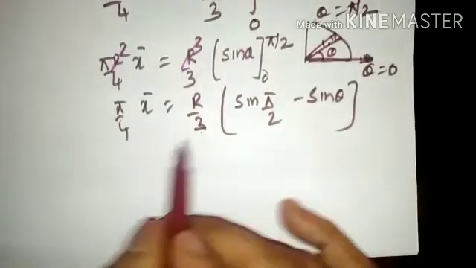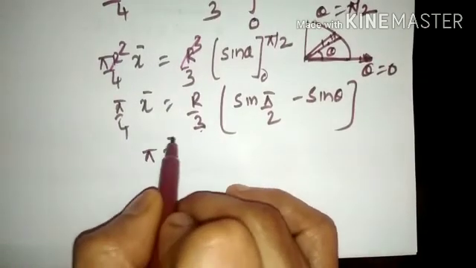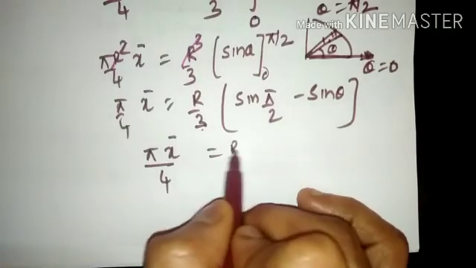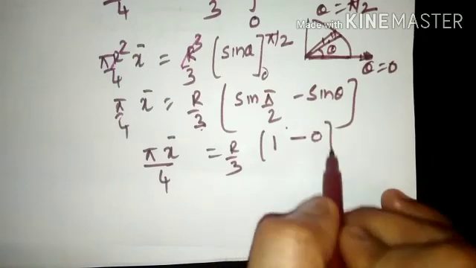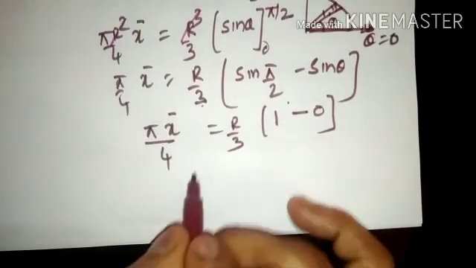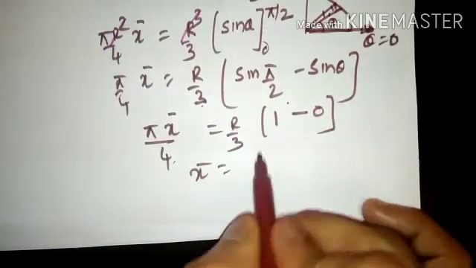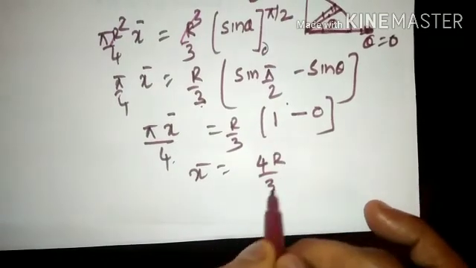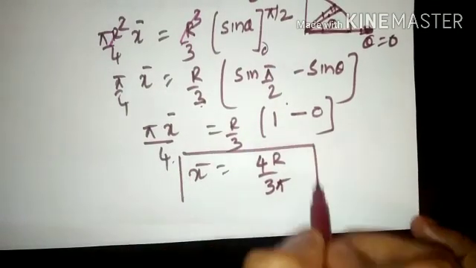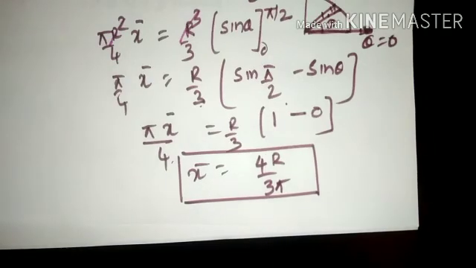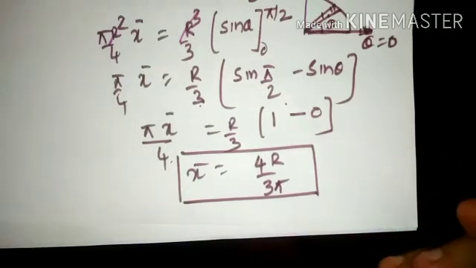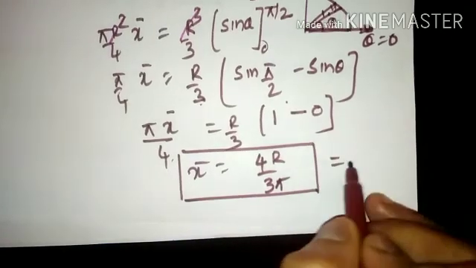So the simplified term will be pi x bar by 4 is equal to r by 3. Sine of pi by 2 is 1 and this would be 0. So x bar would be, cross multiplying here, 4r divided by 3 pi. So this is the centroid of the quarter circle along the x direction, which is nothing but x bar is equal to 4r by 3 pi. Likewise, y bar would also be 4r by 3 pi.